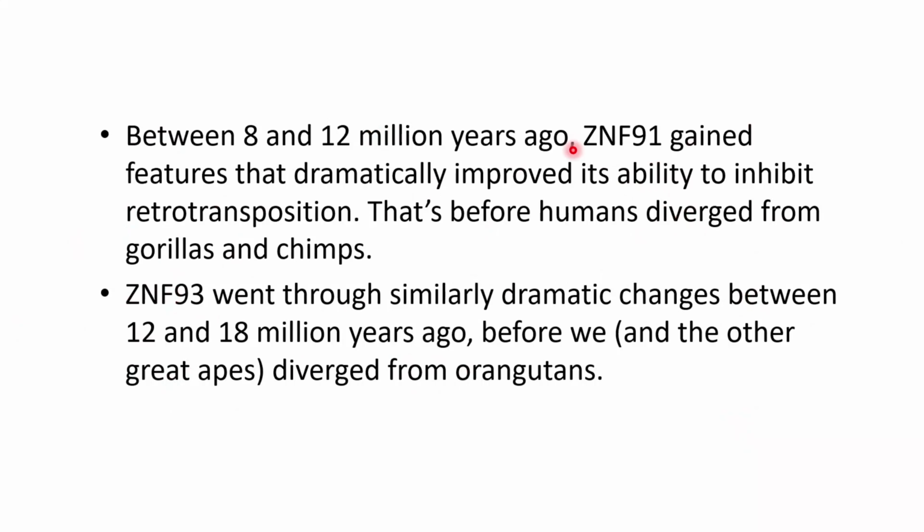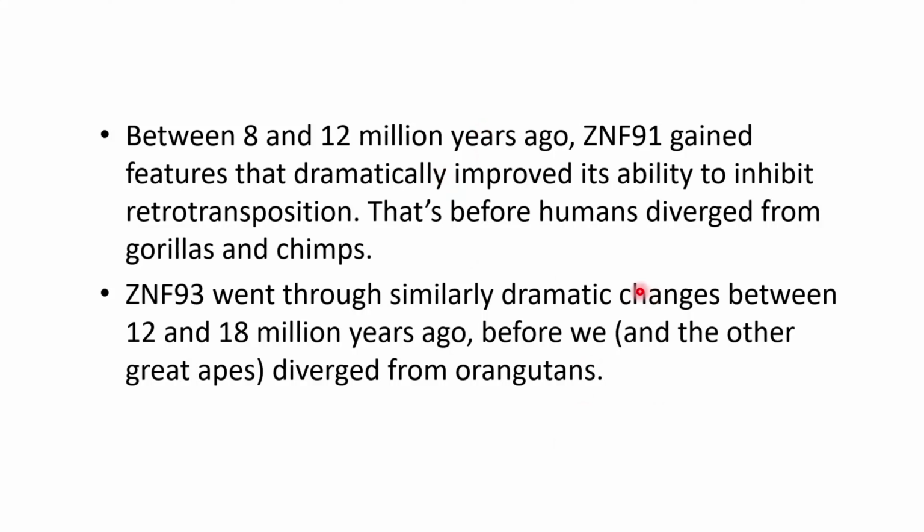So, for example, about 8 to 12 million years ago, zinc finger 91 gained some features that allow it to inhibit retrotransposition. Okay, boringly enough, well, it's a little bit boring for me, but maybe not you guys. When you read a lot about the retrotransposons, you're mostly reading about their evolution. Not much is known about their disease-causing mechanisms other than the fact that they insert inside other genes, okay? What else?